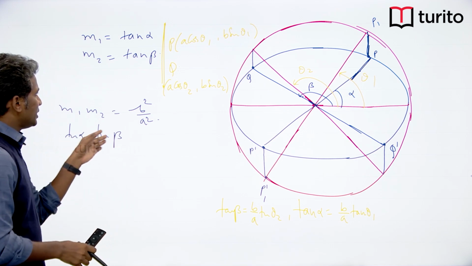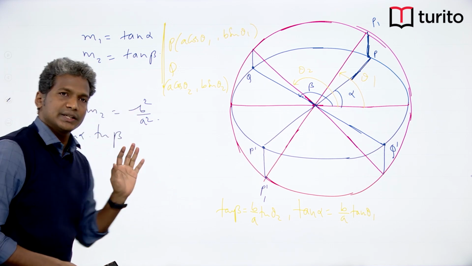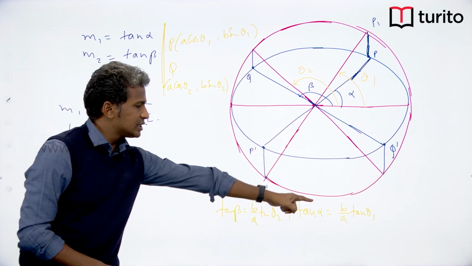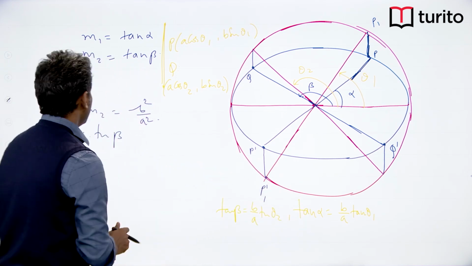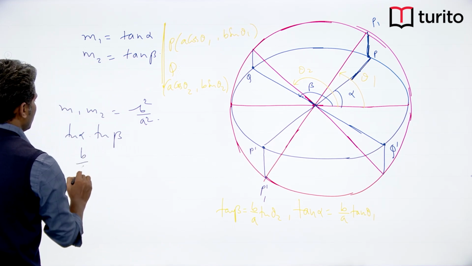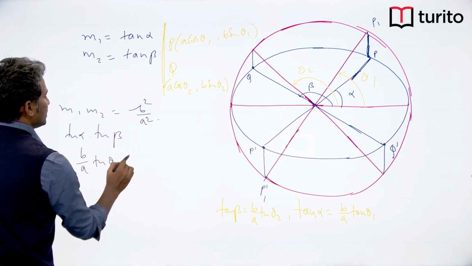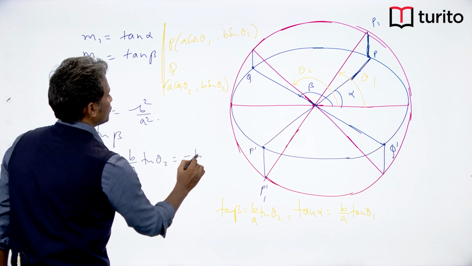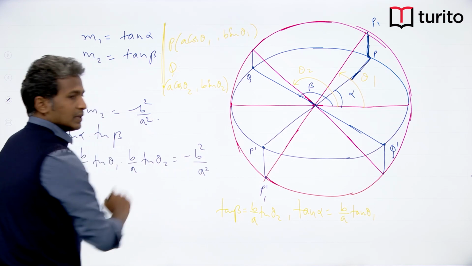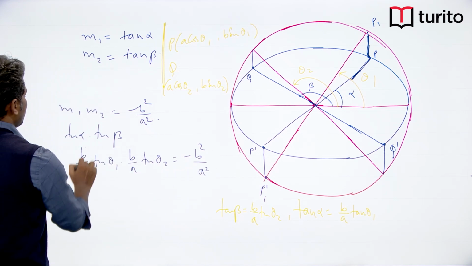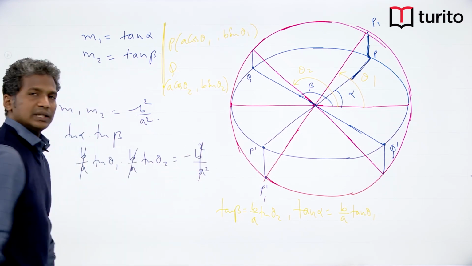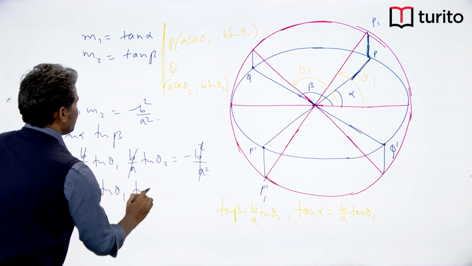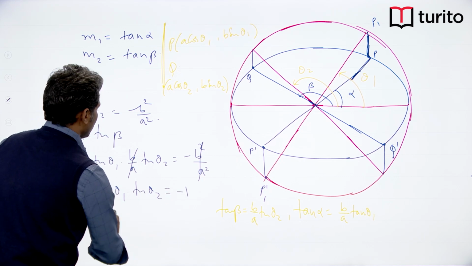So, the product of these two must be equal to minus b square by a square, but M1 is nothing but tan alpha, which is nothing but b by a into tan theta 1. So, here we can write b by a into tan theta 1 into b by a into tan theta 2. This must be equal to minus b square by a square. So, which means this b square by a square will get cancelled and we are basically getting tan theta 1 into tan theta 2 equal to minus 1.